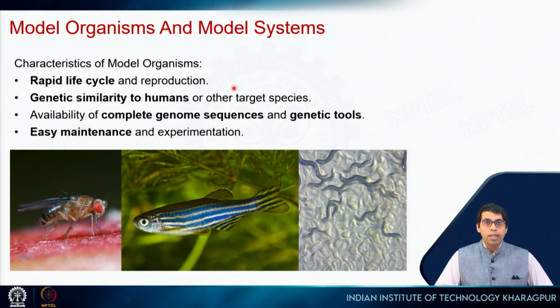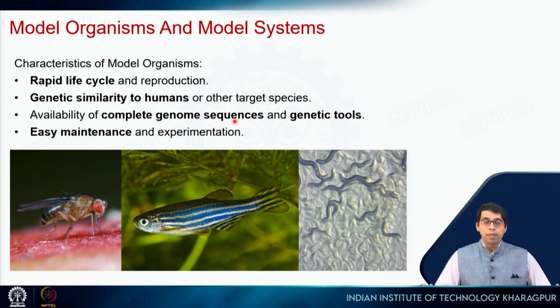Okay. So, what are the characteristics of these model systems? Why has a certain organism been chosen as a model organism? One of the important characteristics is that they should have a rapid life cycle, which means that they should reproduce fast enough so that we can do our experiments relatively quickly. Their genetics should be similar to humans. If we are using animal models, their genetics should be similar to humans, so that if we are doing some experiment in Drosophila or in mouse, we can translate that information into humans. That okay, if this particular protein works like this, most probably it will work in a similar manner for humans also. Availability of complete genome sequence, this is very important.